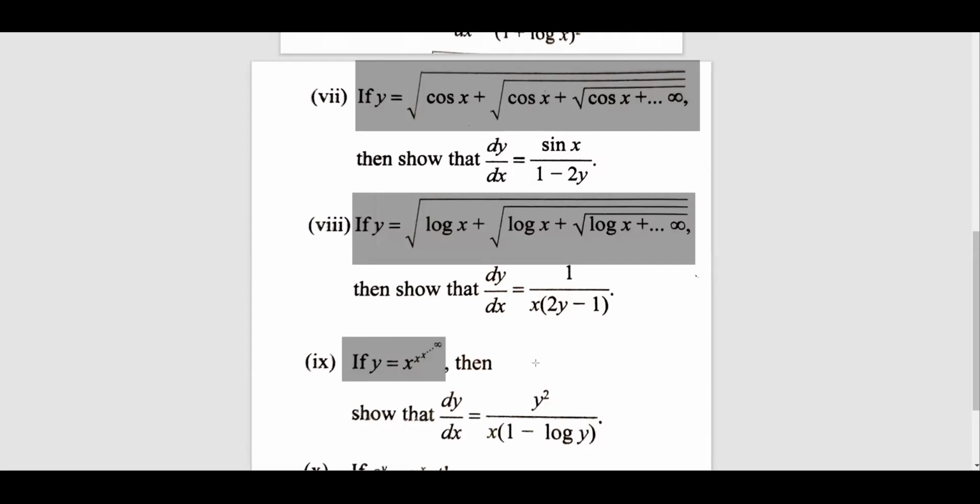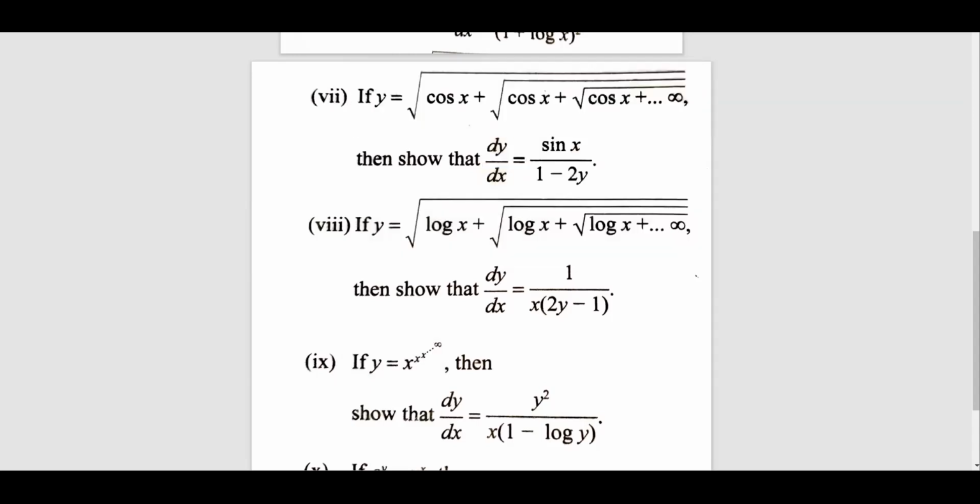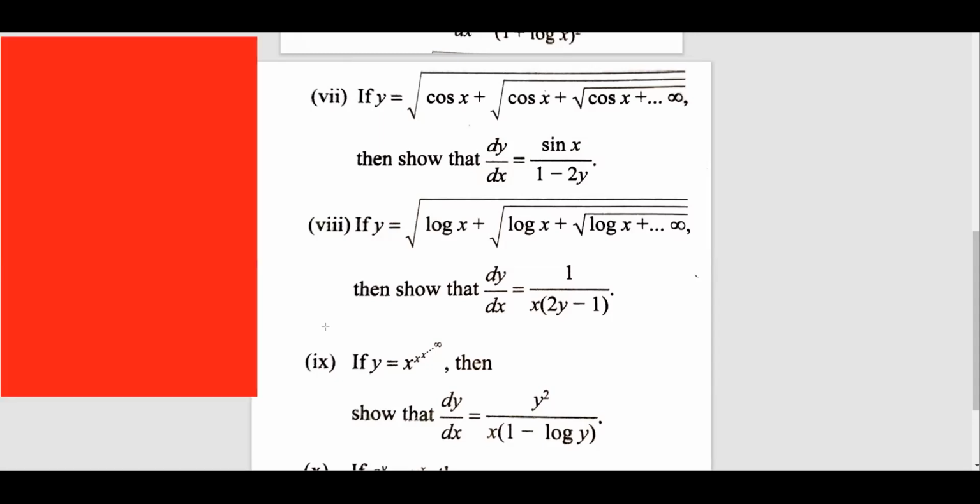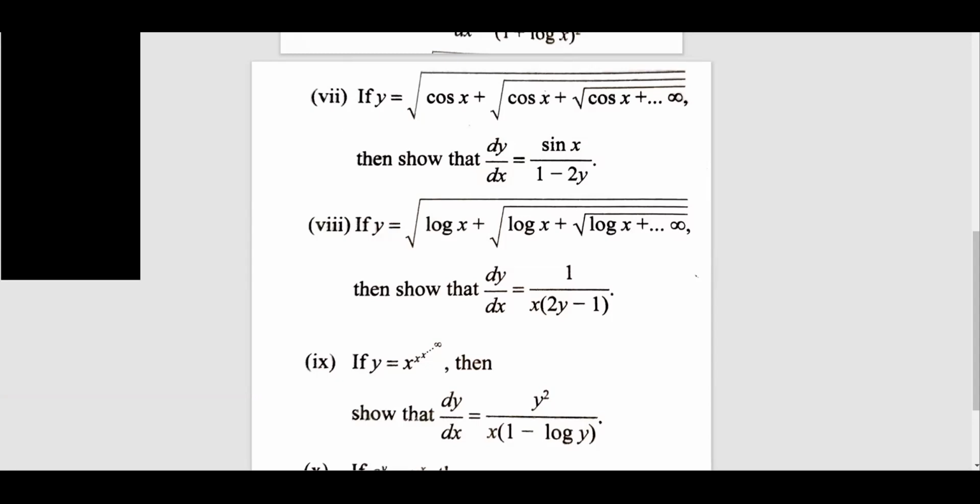What they demand here is: they give you y equal to a function of x, and then they ask for dy by dx to be in a specific form. This is what dy by dx should be. So let's solve these problems. I will take the first one, which is the seventh problem.